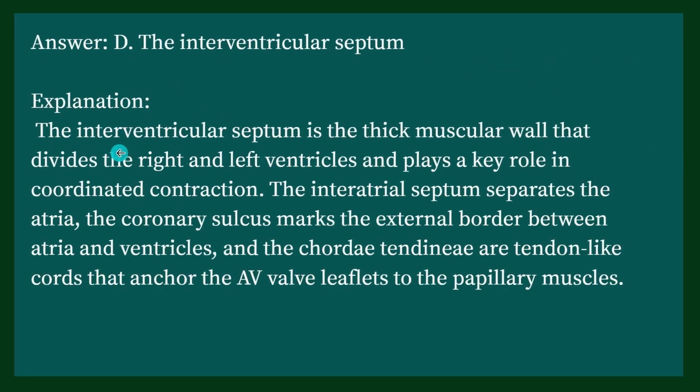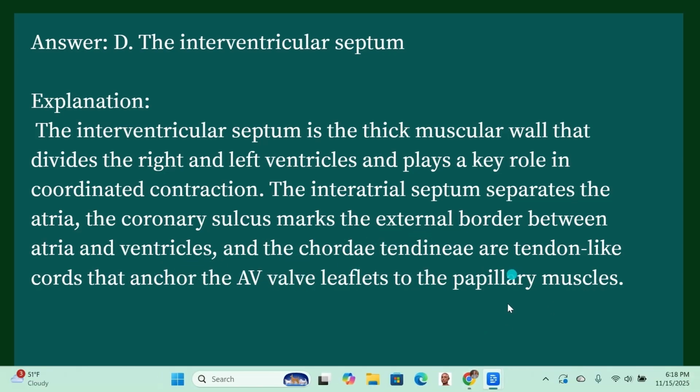Explanation: the interventricular septum is the thick muscular wall that divides the right and left ventricles and plays a key role in coordinated contraction. The interatrial septum separates the atria. The coronary sulcus marks the external border between the atria and ventricles. And the chordae tendineae are tendon-like cords that anchor the atrioventricular valve leaflets to the papillary muscles.